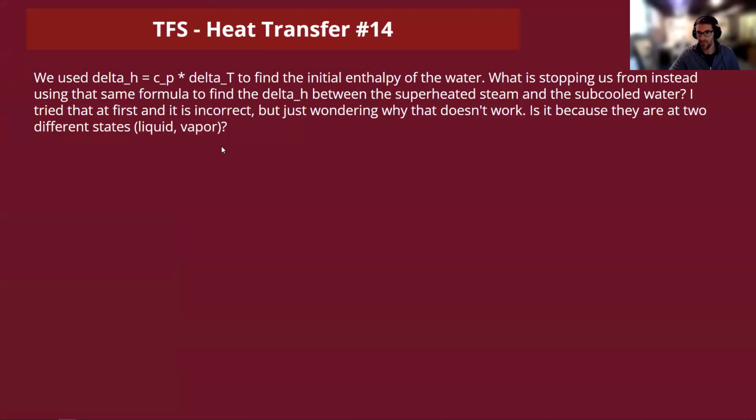All right, first up from TFS heat transfer number 14, we used delta H equals Cp delta T to find the initial enthalpy of water. What is stopping us from instead using that same formula to find the delta H between the superheated steam and the subcooled water? I tried that at first and it's incorrect. Just wondering why that doesn't work. Is it because they are two different states, liquid and vapor? Yeah, it's more than that though.